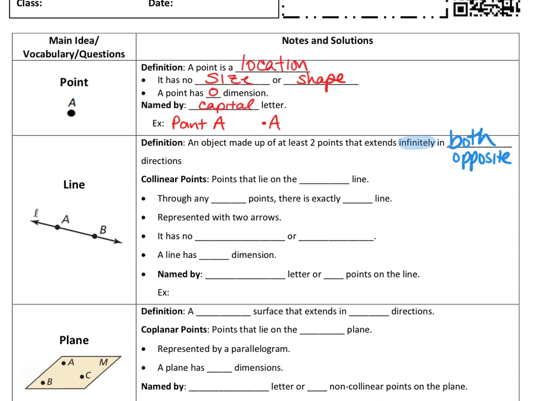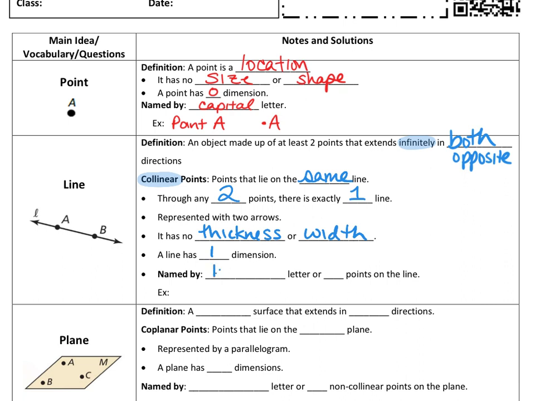Some more vocabulary we're going to go over is the word collinear. Collinear points are points that lie on the same line. So if you have line L and A and B are on L, then they are collinear. But a line itself, through any 2 points, there is exactly one line. Again, represented with 2 arrows. It has no thickness or width, because it's just a line. We have to draw it with a certain thickness or width because we're using pencil to indicate a line. And it has 1 dimension.